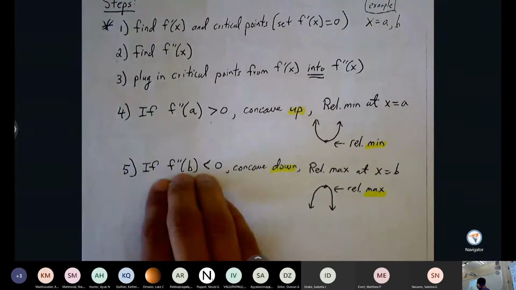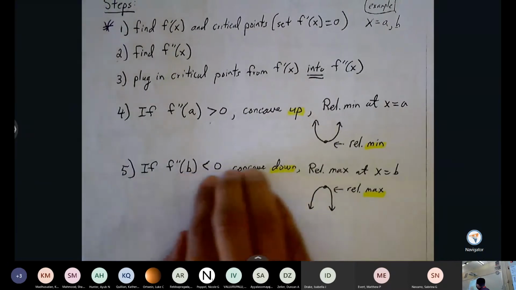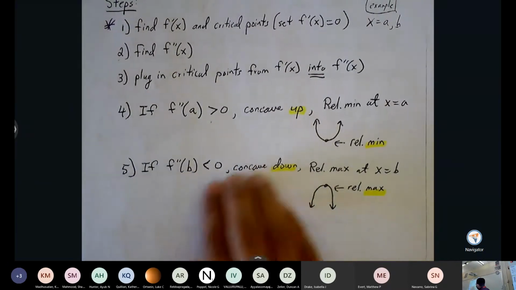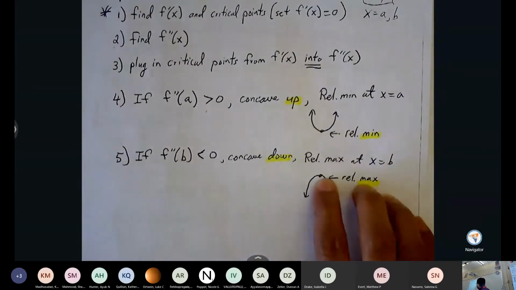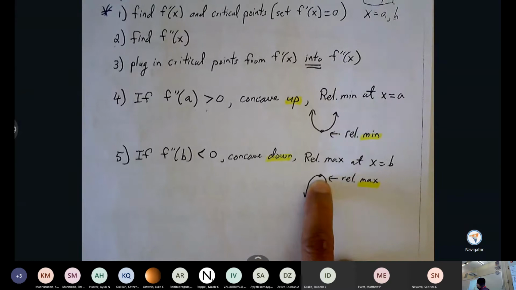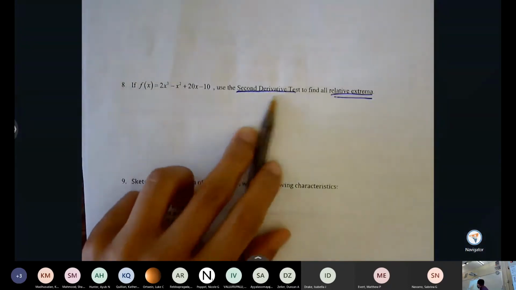If we plug into the second derivative and we get a negative value, that corresponds with concave down. If it's concave down, the graph looks like this, so that critical point must be a relative max. Ultimately, in a nutshell, for number 8, second derivative test, we set f prime equal to 0, and then we take those critical points and put them into the second derivative function. That's basically the steps for the second derivative test.